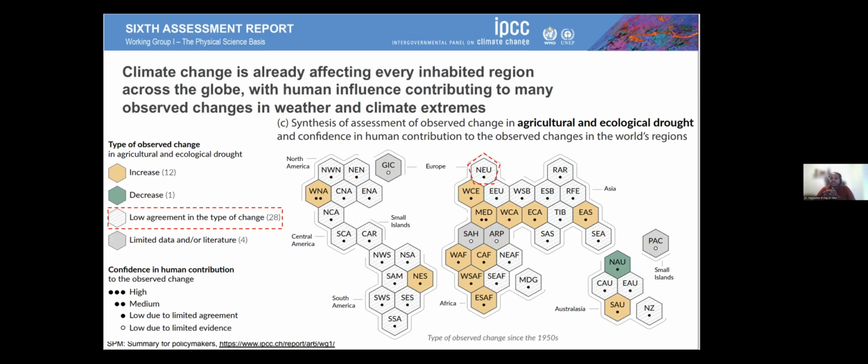The agricultural and ecological droughts in my region, the Northern European region, are not conclusive. However, what is very conclusive from the report is that the parts of the world with increasing agricultural and ecological drought, like Africa, are where most of the agricultural production is happening. So a failure in the agricultural season in Africa or Asia has a more devastating impact on the world than one, for example, in Northern Europe, since agriculture in Northern Europe is not as much as in the south.